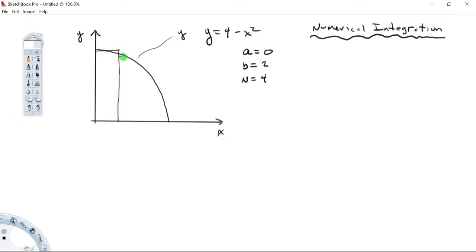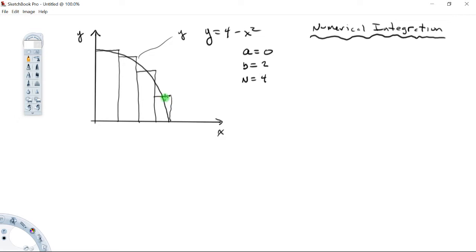1, 2, 3, 4. In textbooks, this is sometimes called the midpoint rule. I like to call it the Goldilocks rule, because now I'm going to get an answer that hopefully is a little bit better.